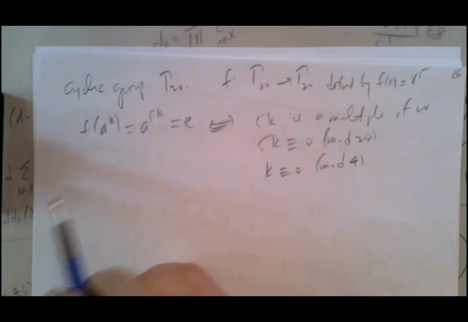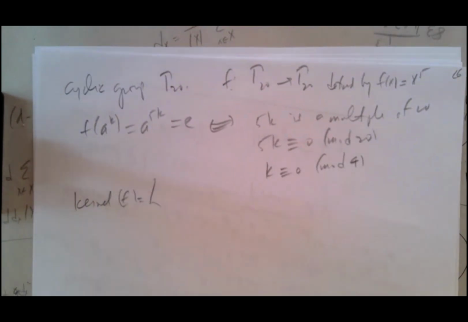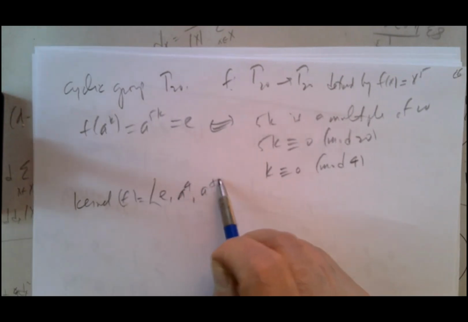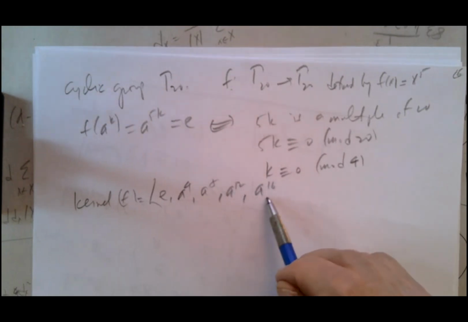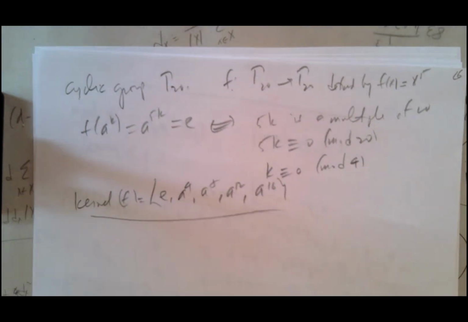So the kernel of f is just a to all powers that are multiples of 4. A to the 0, a to the 4th, a to the 8th, a to the 12th, a to the 16th. The next multiple of 4 is 20, which is back to the identity. So this is the kernel. It consists of these 5 elements.